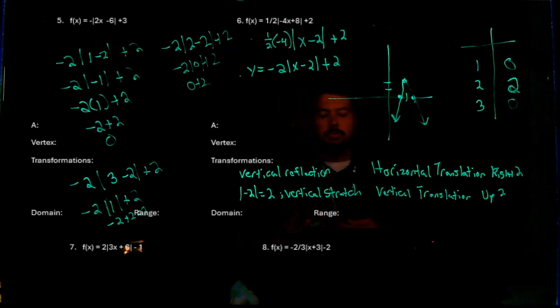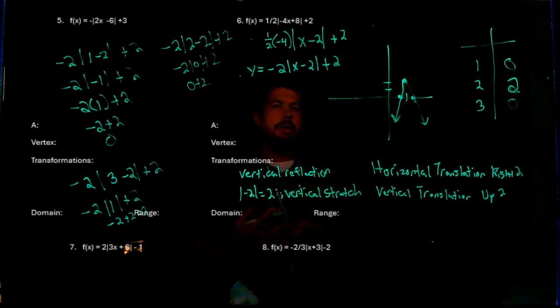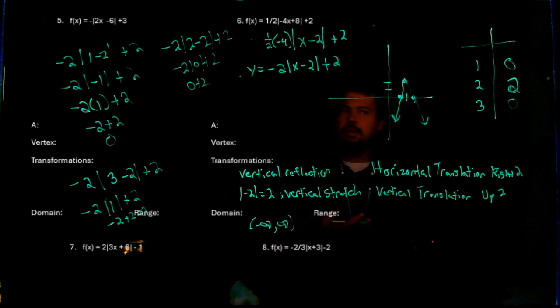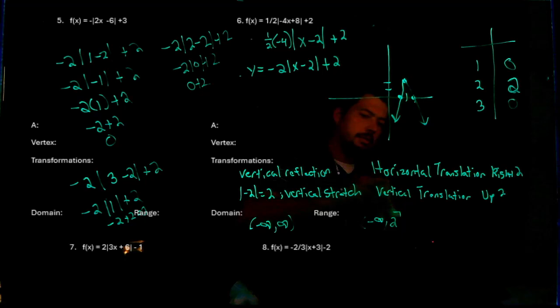Now again, the domain is the same as mom. Domain is always inherited by its parent. And the parent had a domain of negative infinity to infinity. Range is going to be different on a lot of functions. On this one, this thing has a low y value of negative infinity, and has a high y value of 2 with a bracket.